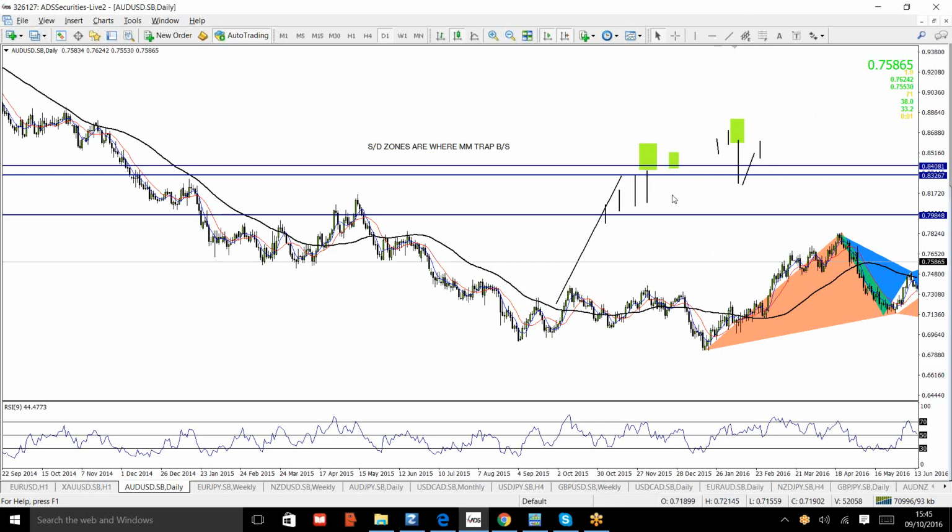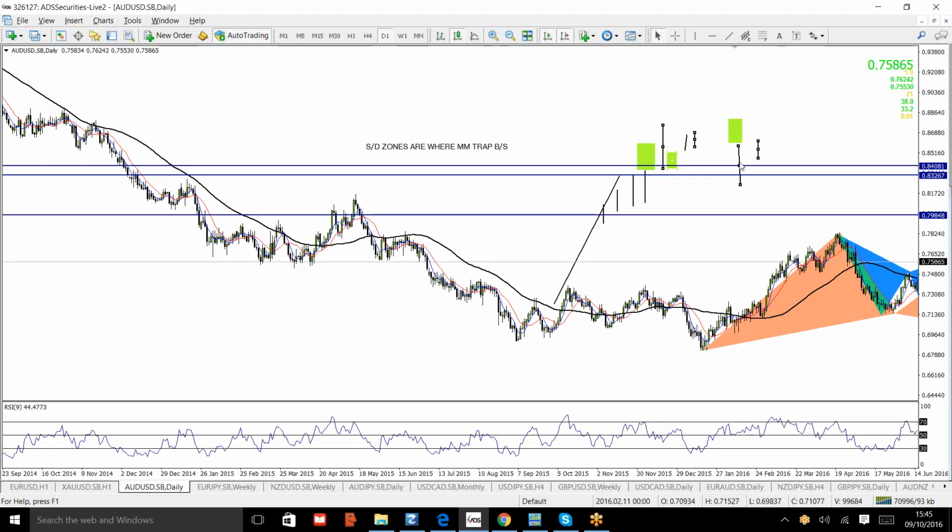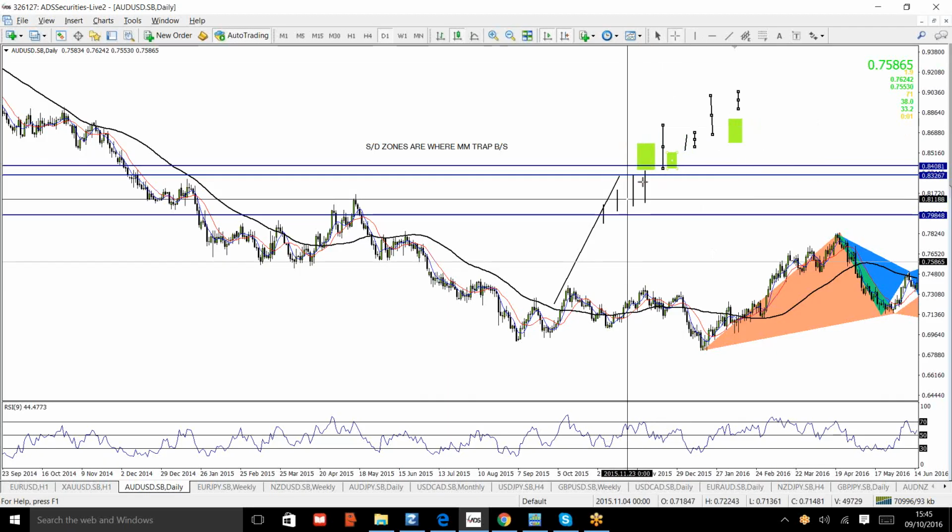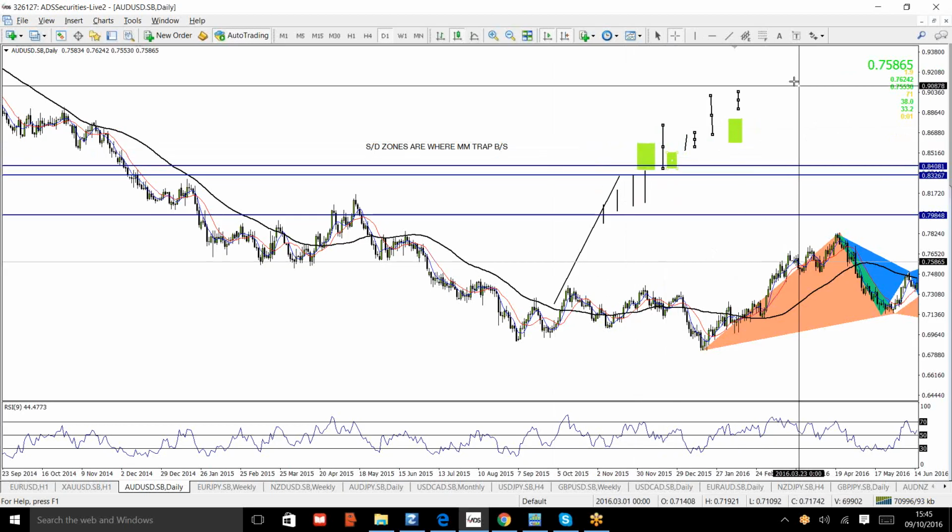So let's say the market is going up, up, up. The retail traders have placed their buy trades here.